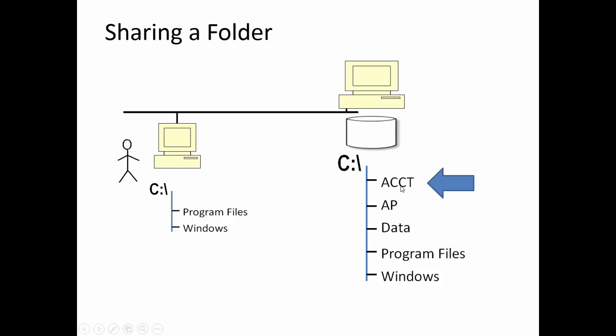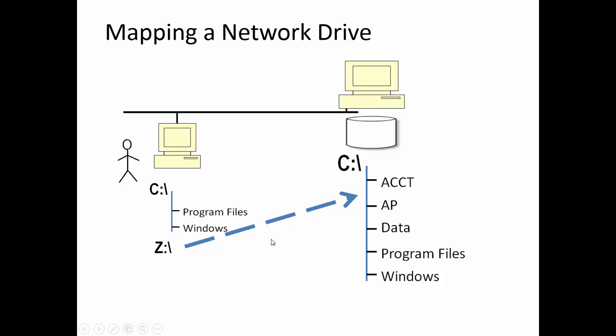To share a folder means to make it available so users can connect to it. And then connecting to a shared folder is called mapping a network drive. We share a folder on the server, and then we go to the workstation and we map a network drive to that shared folder. And mapping a network drive is making a connection to the shared folder. So let's do it. Let's go to the server and share a folder.